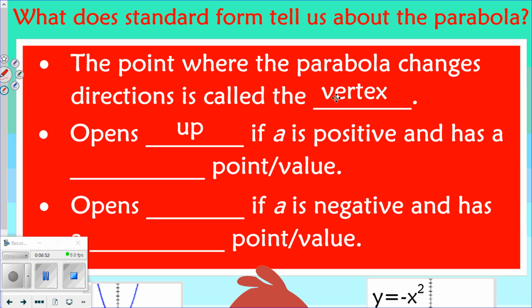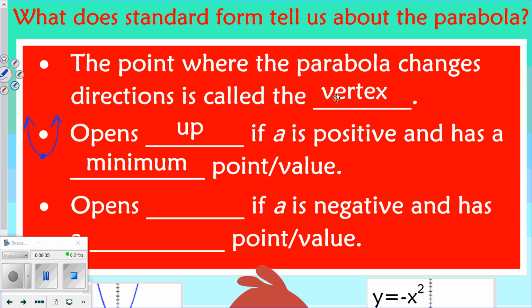It opens up, meaning, oh, I said that backwards to you, didn't I? It opens up, meaning it looks, oh, I'm writing in red. It opens that way. It opens up if A is positive and has a blank point or value. Is the vertex going to be the maximum point or the minimum point? It's a minimum. It's the lowest point on that graph. So if the A value, the beginning of that equation, is positive, it's going to be pointing up, which makes sense. But the vertex then is the minimum, the lowest point on that graph.